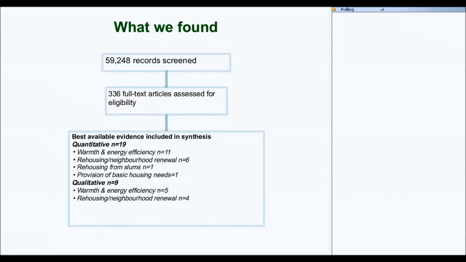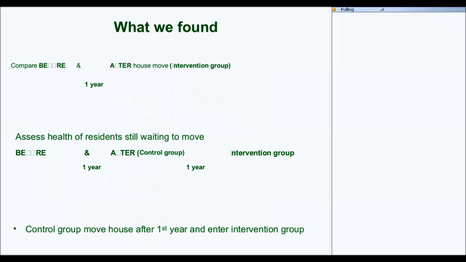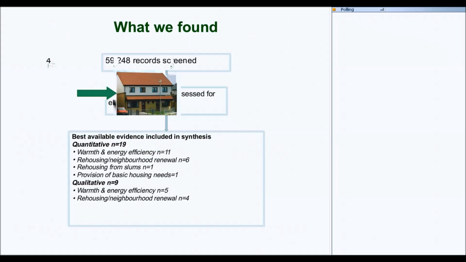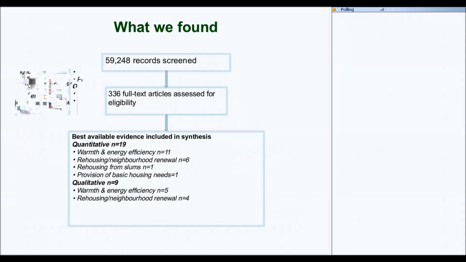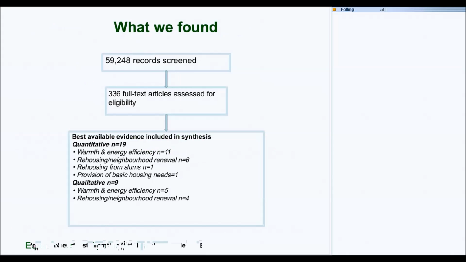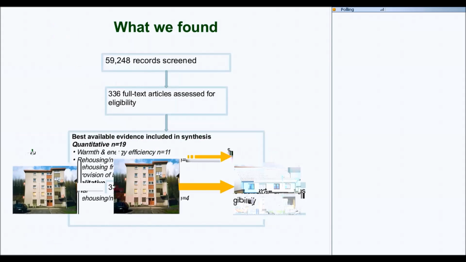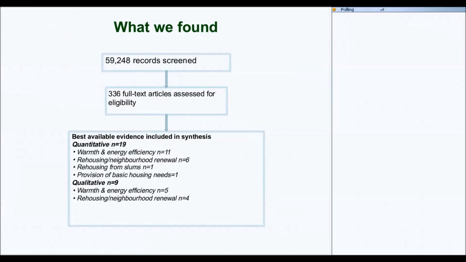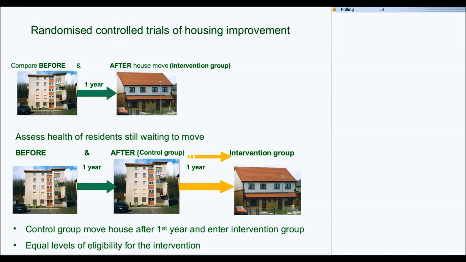Here we go. First of all, for those of you who are not that familiar with different study designs, I'll try and describe these briefly for you. Ideally, when you're measuring effectiveness, you really want to have a randomised controlled trial. This means that you would get a group of individuals who are eligible for the housing improvement, so they have equal eligibility, and then you randomly allocate them to whether or not they get the housing improvement.